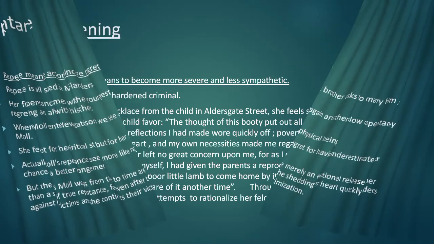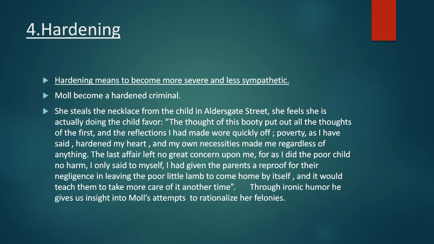Fourth major theme is hardening. Hardening means to become more and less sympathetic. Moll becomes a hardened criminal. She steals a necklace from a child and she doesn't feel bad about it. She's hardened.